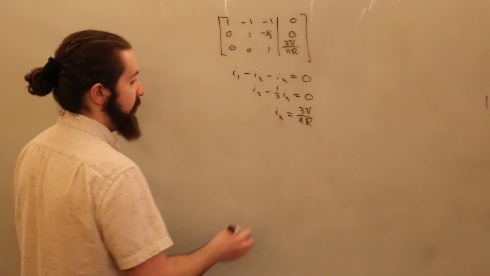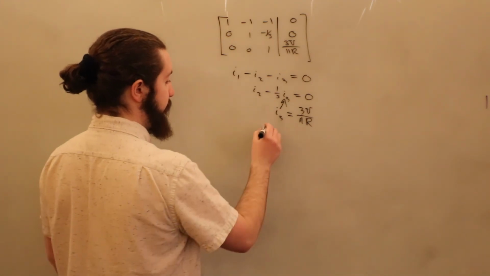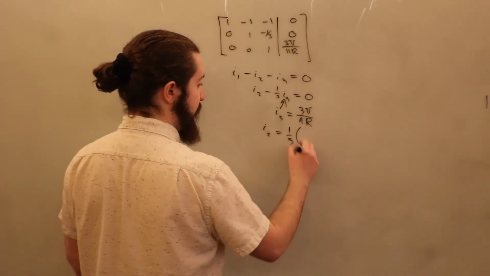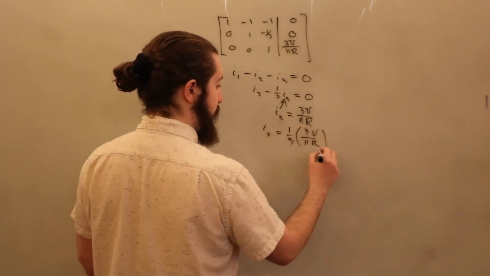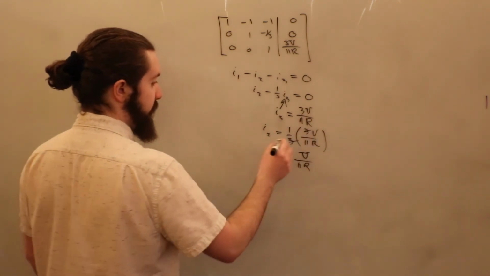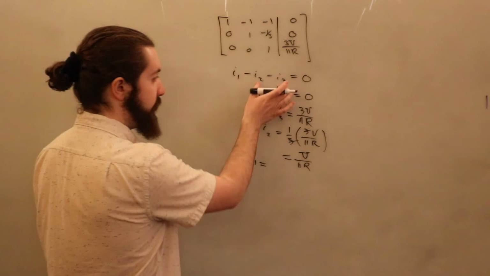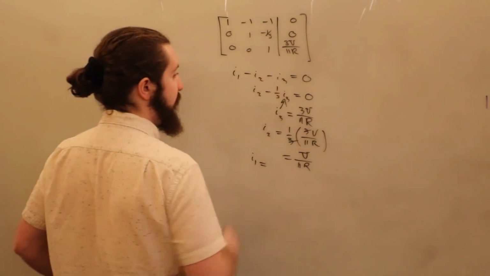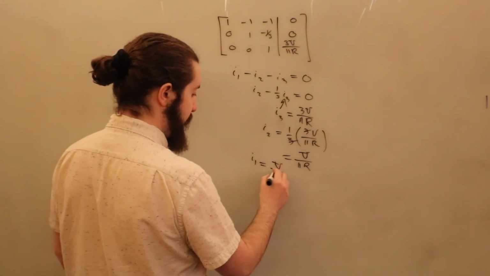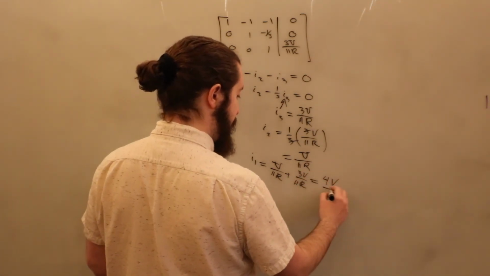All right. So let's plug that value in here and see what we get for I2. I2 is equal to positive 1/3 times 3V over 11R. That is going to be equal to just V over 11R. All right, and now I1 is equal to the sum of those two. Recall, when you add 2 and 3 together, you get 1 by Kirchhoff's current law. So that'll be V over 11R plus 3V over 11R is equal to 4V over 11R.